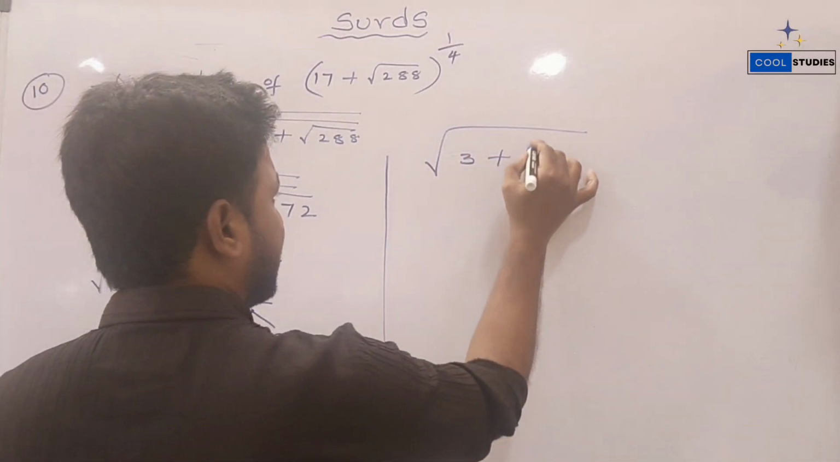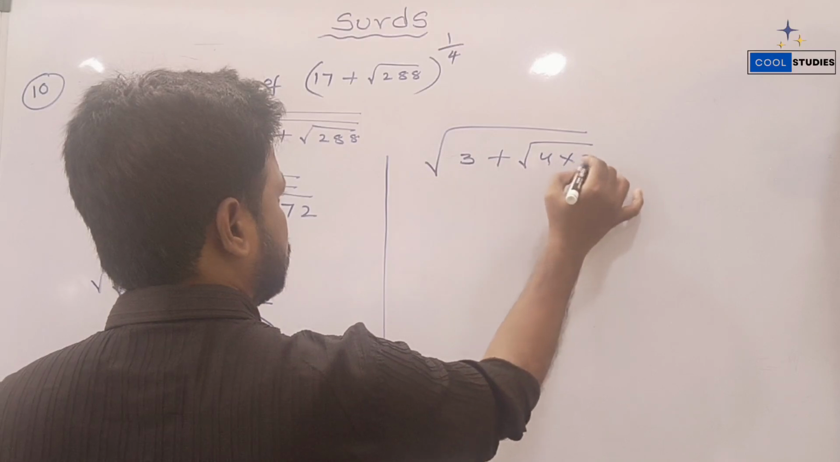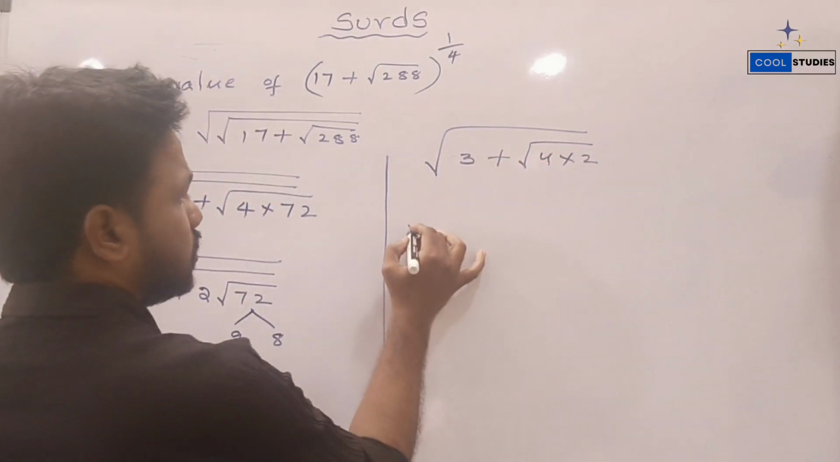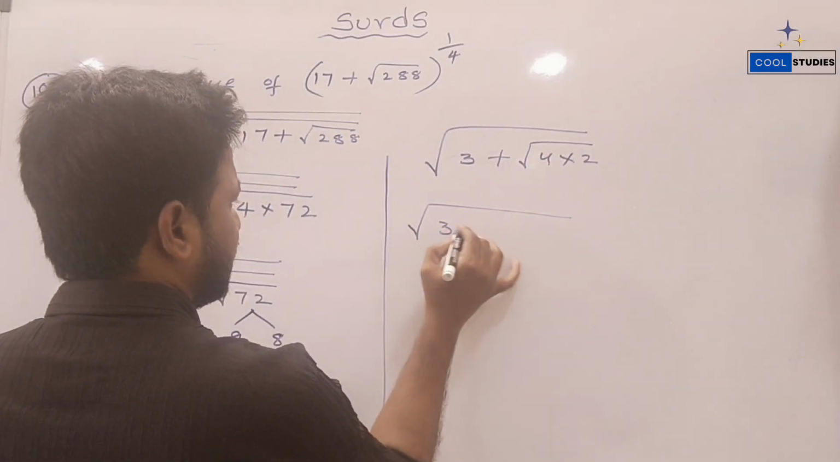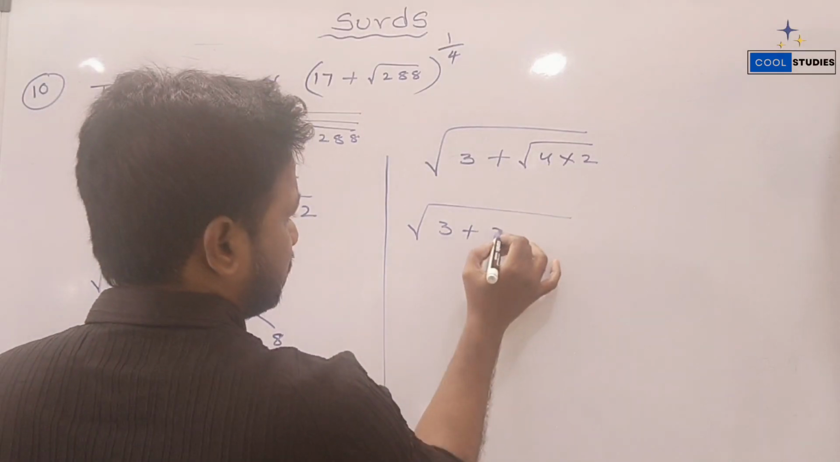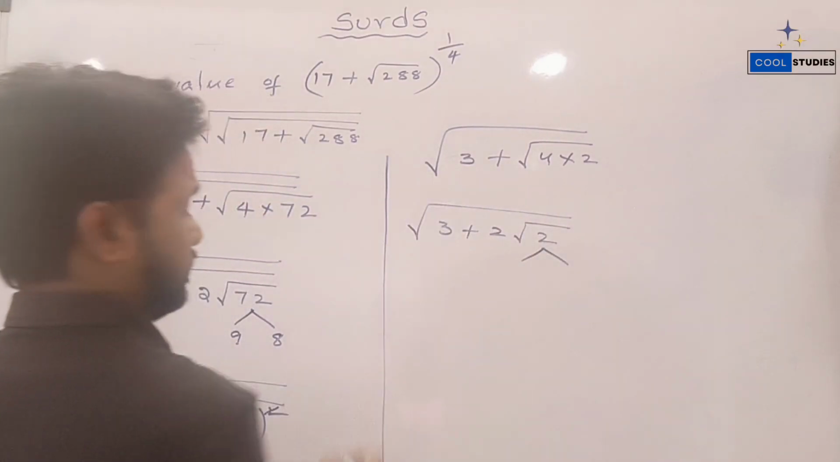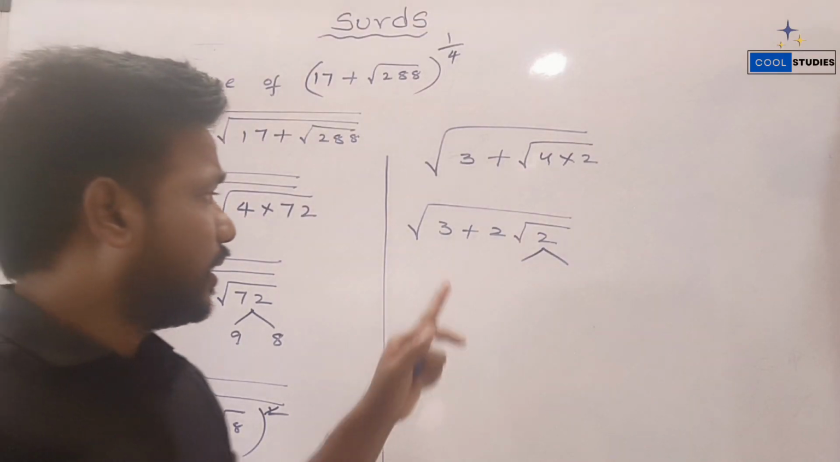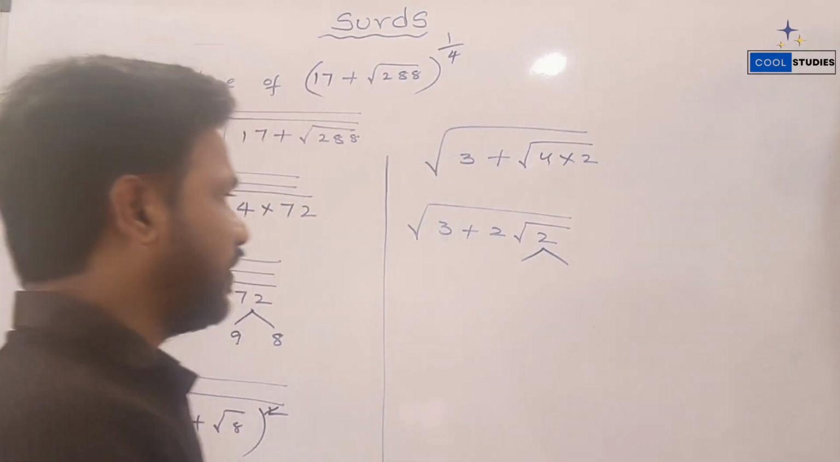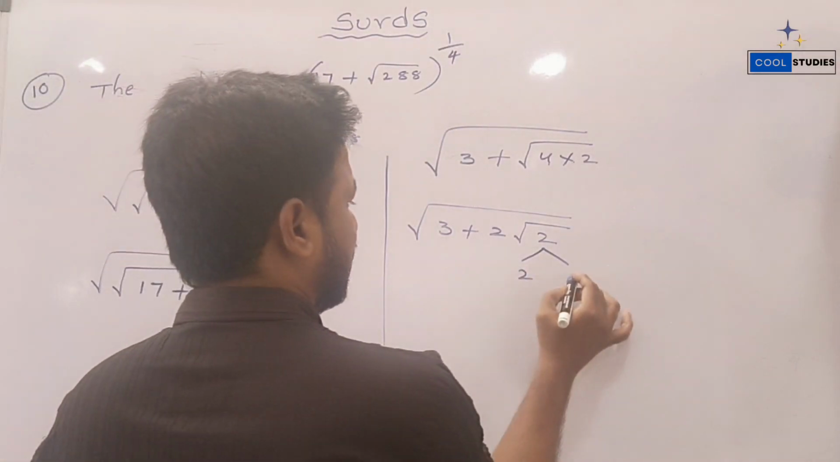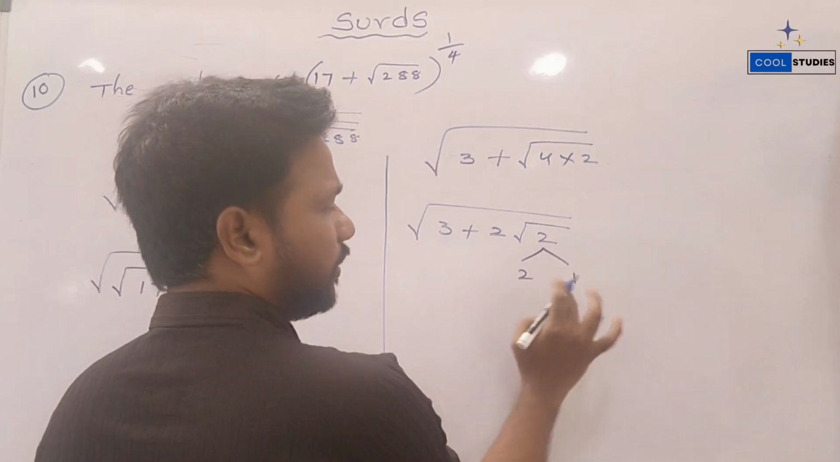Root 8, I am writing as 4 into 2. So root of 3 plus root 4 into root 2. Again, tell me two numbers. Multiply means 2, addition means 3. So what can we write? 2 and 1. 2 into 1 is 2, 2 plus 1 is 3.